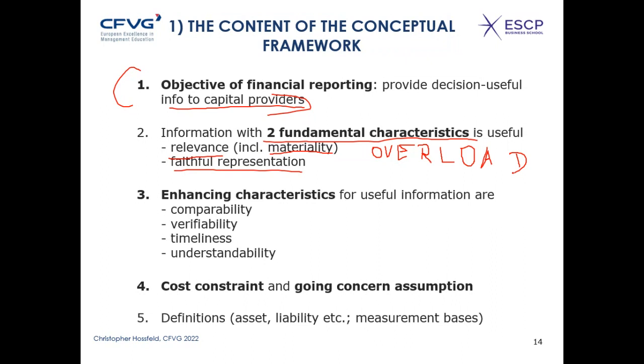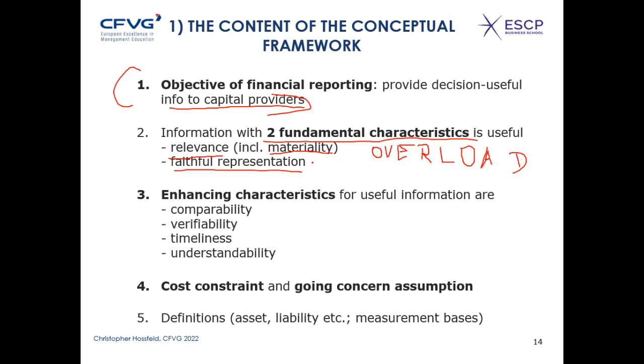Therefore, there's currently a project ongoing with the IASB to reduce the number of disclosures, because otherwise one day we will have a financial report that is 2,000 pages and nobody will be able to read this. Well, maybe software, like artificial intelligence, but not people like you and me. Okay, so relevance is very important.